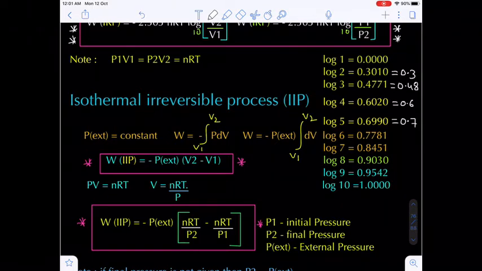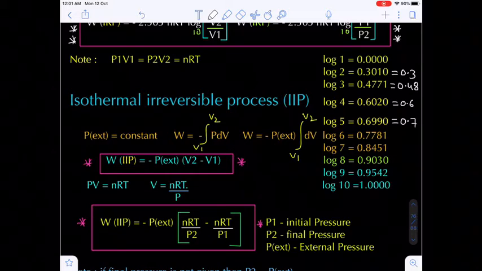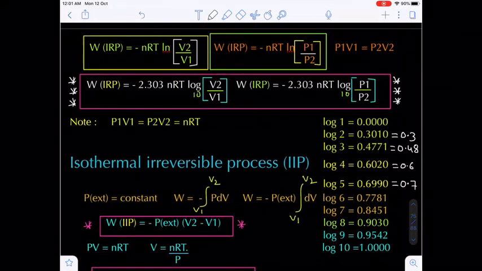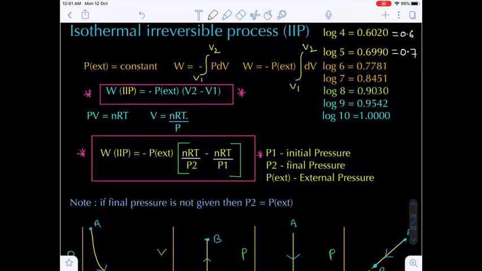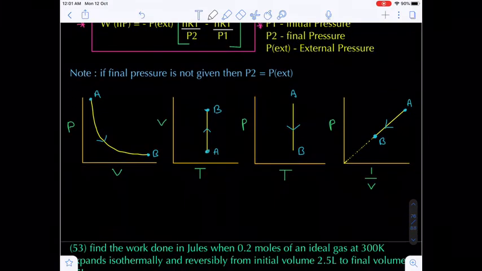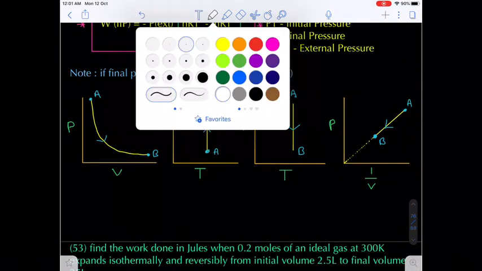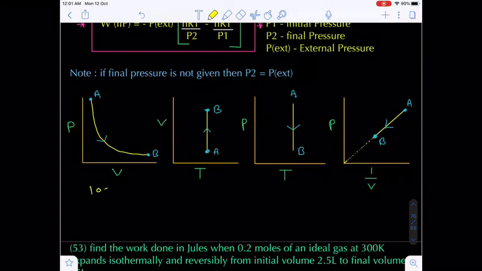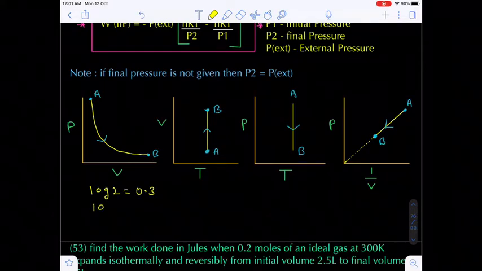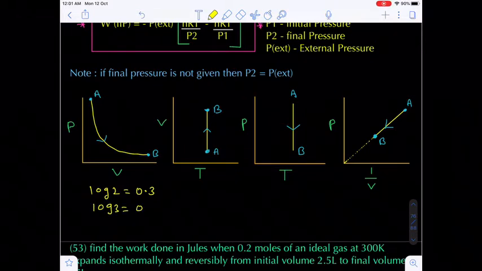Here these are the very important logarithm values, because in isothermal reversible expansion or compression, to calculate work done, we have to use the logarithm value, log of V2 by V1 or P1 by P2. Remember some logarithm values I will tell you. Here we have to remember the log 2 value, that will be 0.3. And next, log 3 value is 0.4771. Approximately I am taking 0.48.